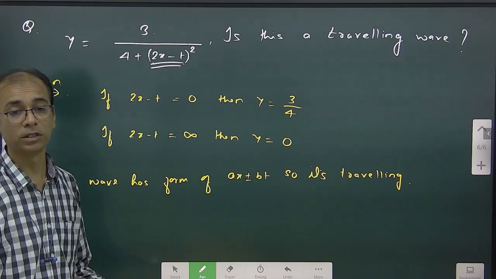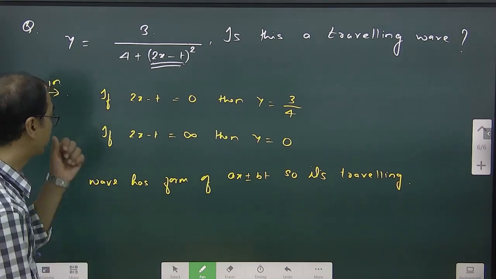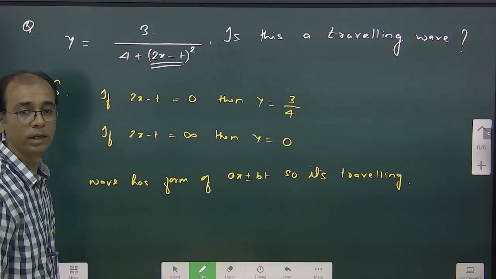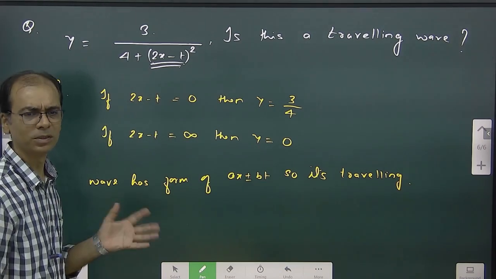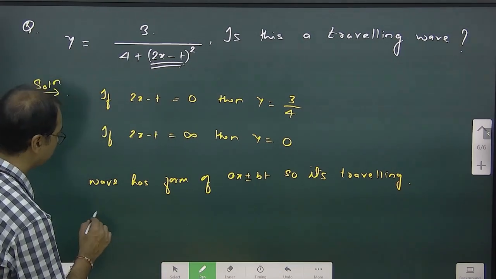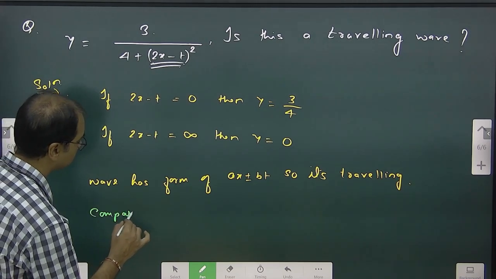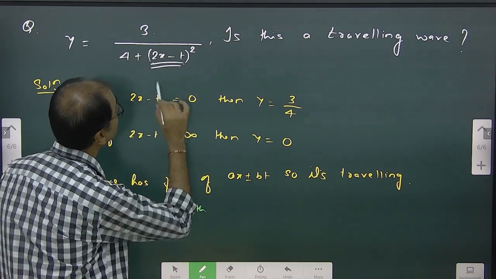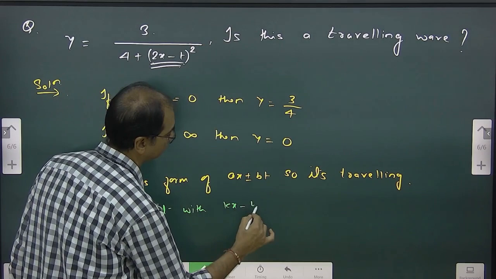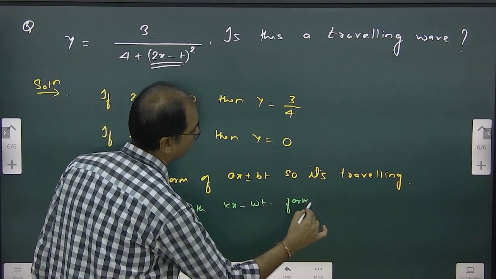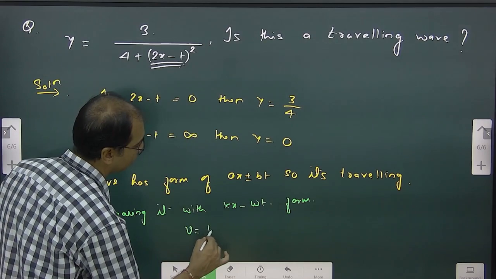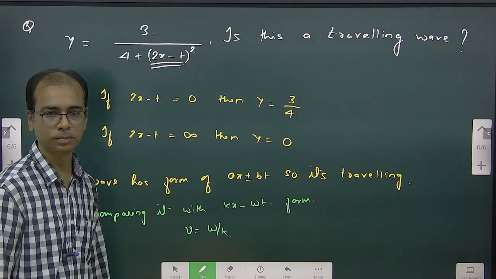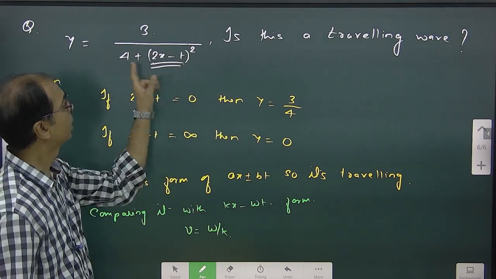Now the question is, what will be its speed? We can compare it with kx minus omega t, or kx plus omega t, whatever that is. Comparing it, the form is kx minus omega t. So what is velocity actually? Velocity is omega by k. That means coefficient of t by coefficient of x.